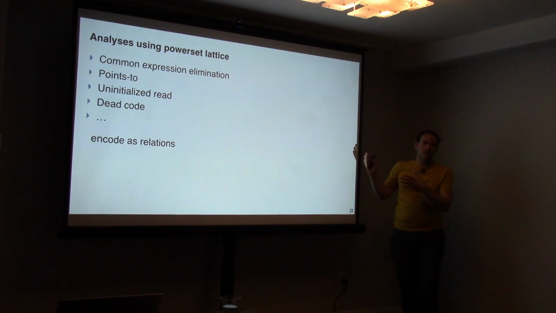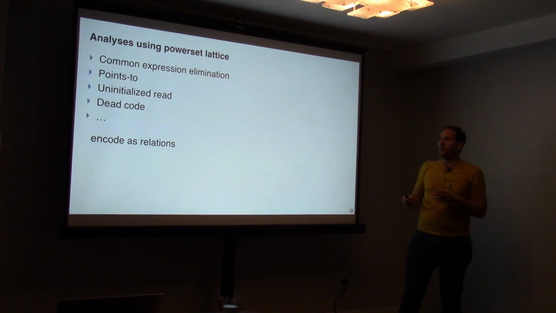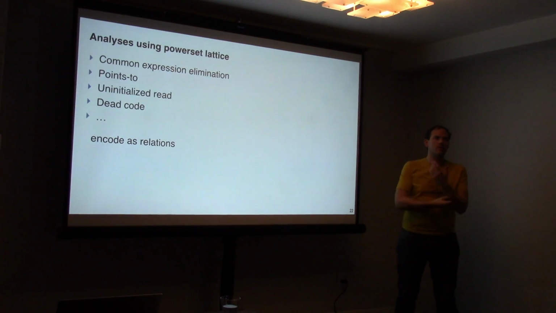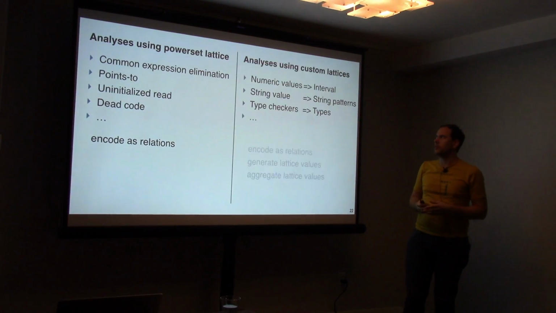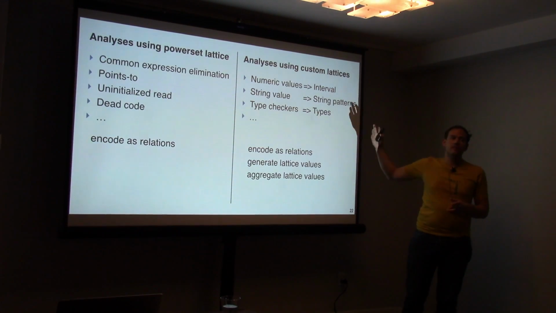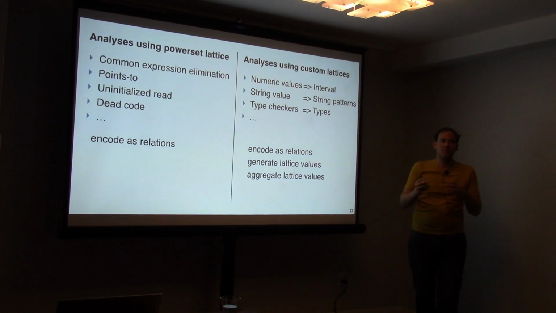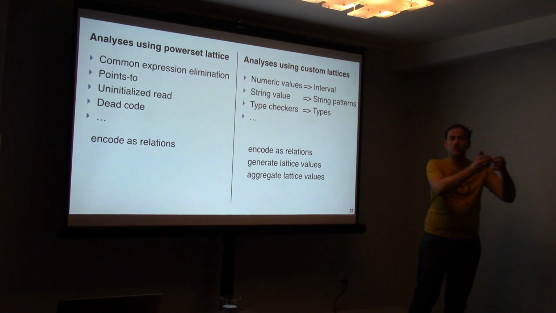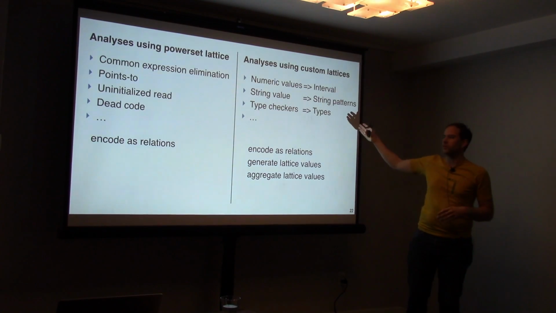On the other hand, if you think back to the Heartbleed bug example we discussed at the beginning, where we needed an interval analysis to do the bounds checking, well, it's not so clear how to encode that as a relation. Of course, you can enumerate all the numbers in some interval, but that's not going to yield an efficient checker. So on the other side, we have analyses that are using what we call custom lattices. Really what we mean is anything but the power set lattice. The power set lattice one-to-one corresponds to the relations that we can incrementally maintain. All the other lattices do not.